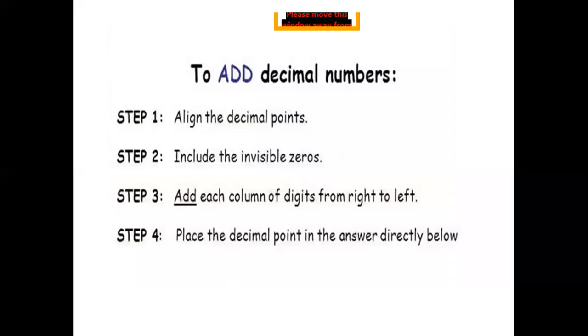To add decimal numbers. Step 1. Align the decimal points. Step 2. Include the invisible zeros. Step 3. Add each column of digits from right to left. Step 4. Place the decimal point in the answer directly below.